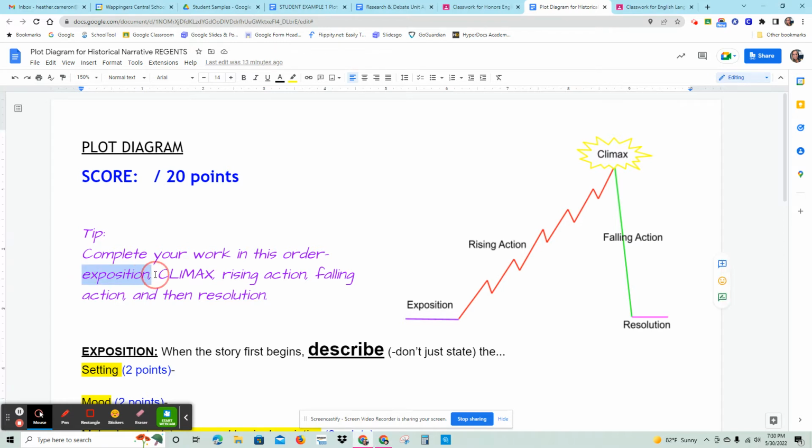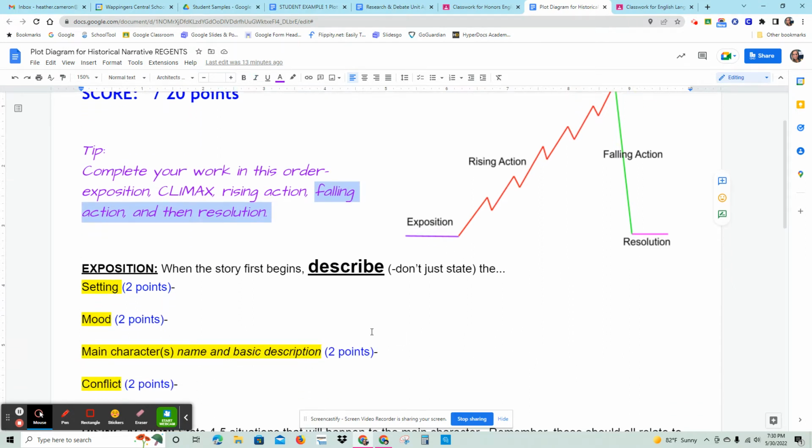First, fill in the exposition, then jump to the rising action. I'm sorry, nope. Just seeing if you're paying attention. No, do the exposition, then jump to the climax, then go back and fill in the rising action, falling action, and then the resolution. So here is what you should do.